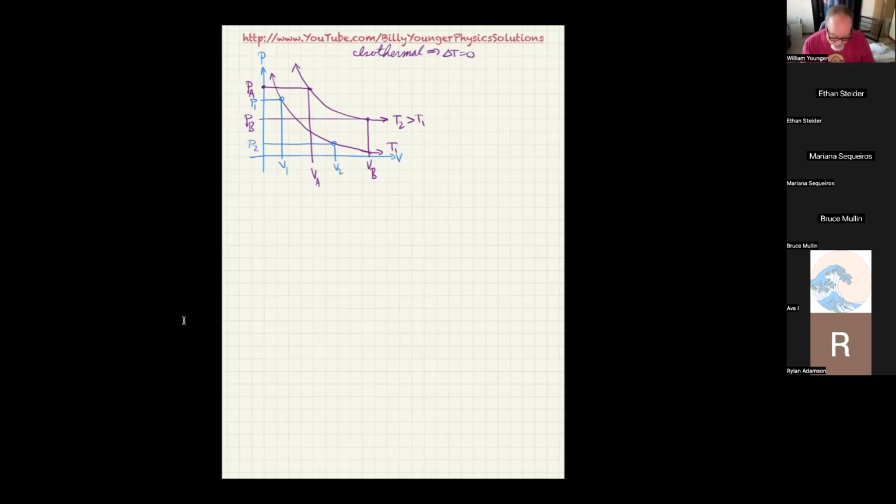You can see that this graph, with T2 being higher than T1, is completely consistent with PV equals nRT, because pressure is equal to nRT over V. So for a higher temperature T, the P should be larger, which is exactly what T2 greater than T1 means.